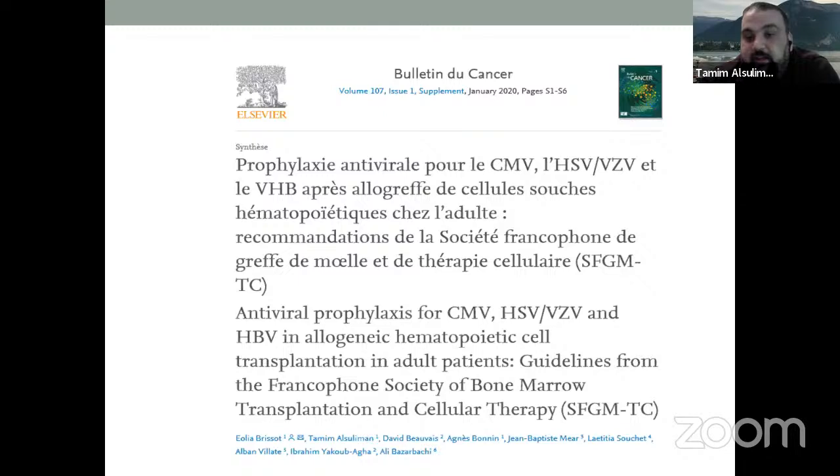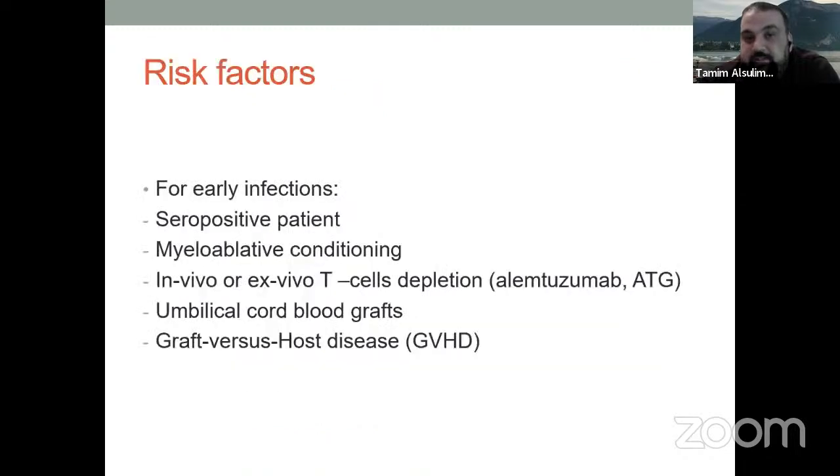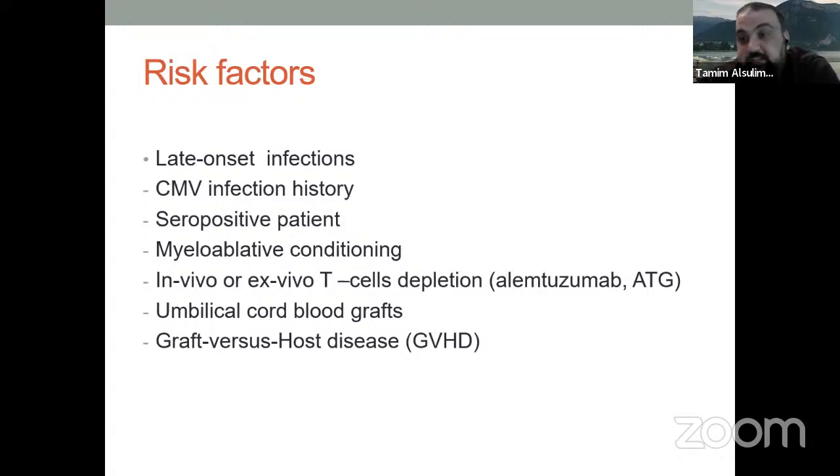We've talked about risk factors, as Dr. Al-Zahrani said, for the early infection: seropositive patients, myeloablative conditioning, in vivo or ex vivo T cell depletion, and the use of umbilical cord blood, alongside the presence of GVHD. For the late-onset infections, it's the same categories, but we add the CMV infection history, which is logical.